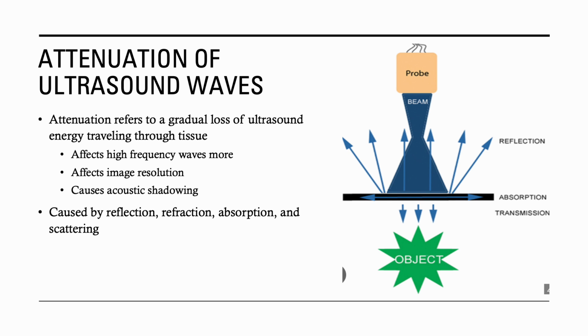Tissues affect ultrasound waves in a wide variety of ways, including reflection, refraction, absorption, and scattering, as is illustrated in the picture over on the right. And each of these will tend to affect attenuation of the ultrasound beam in different ways.